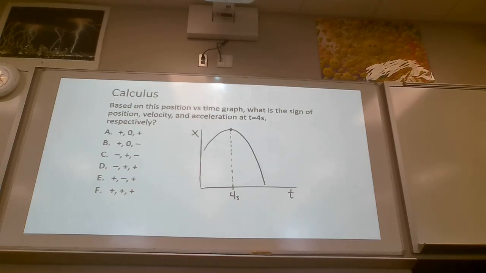Tell your neighbor. Because the velocity slope is changing, your acceleration is changing. It's a local maximum, so the derivative is zero at that point because that's a critical point. The second derivative of that is negative.